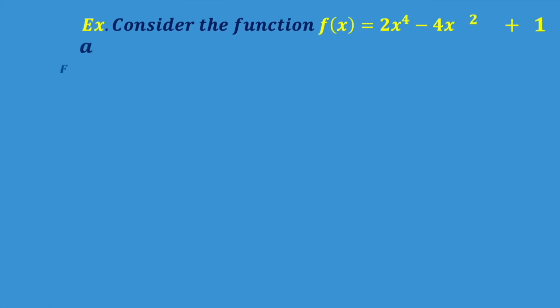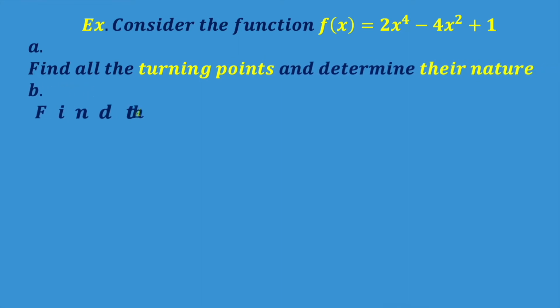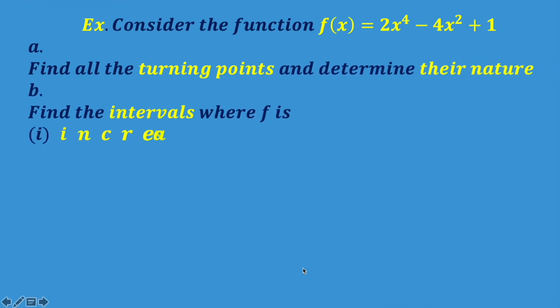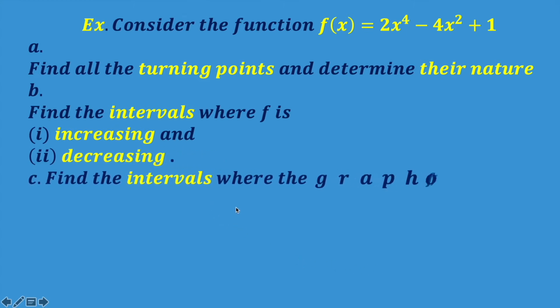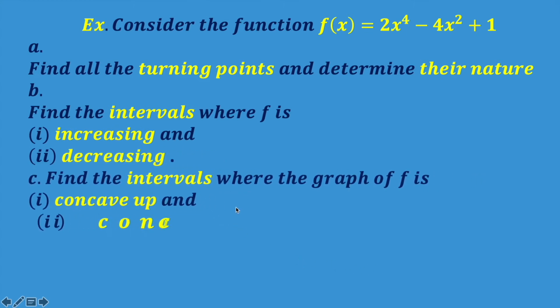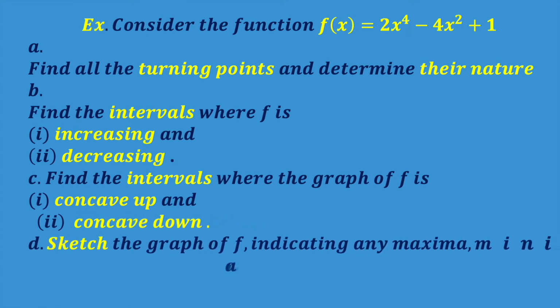So let's consider a very interesting example, 2x^4 - 4x^2 + 1. Find all the turning points and determine their nature. What are the intervals where it's increasing or decreasing, and find the intervals where the graph of f is concave up and concave down, and sketch the graph of f indicating any maximum, minimum, and points of inflection.